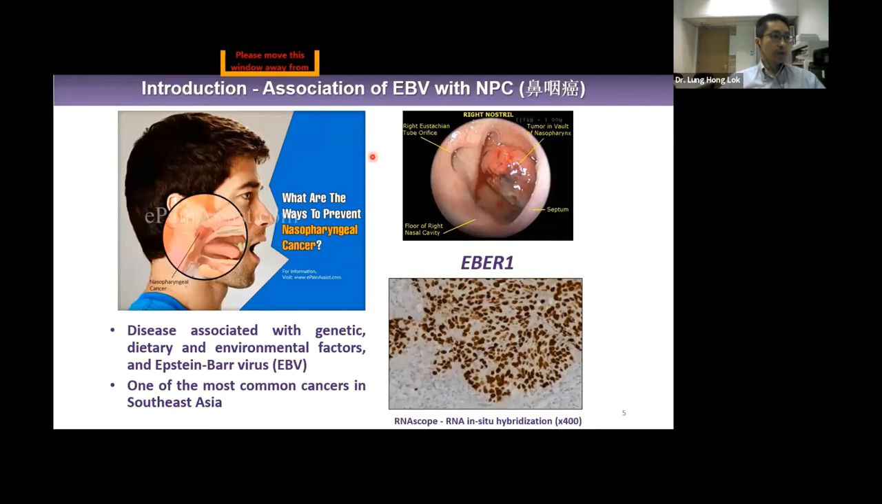NPC is derived from the epithelium in the nasopharynx, as indicated in this picture. This is the anatomical location of the nasopharynx, which is behind the nasal cavity, located almost in the middle of the head. This unique anatomical location makes it not very accessible for surgical operation, so the first-line treatment for NPC patients is radiotherapy because of this reason. Besides the viral factor, dietary and genetic factors also play a role in NPC development, and I will show you that in the following slides.